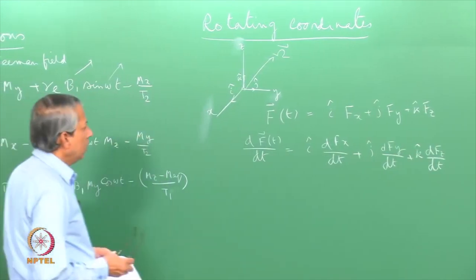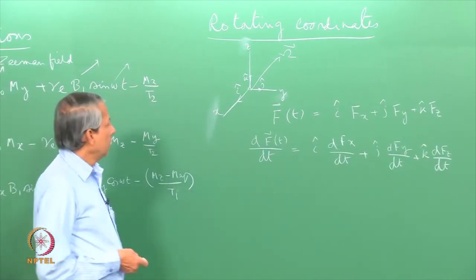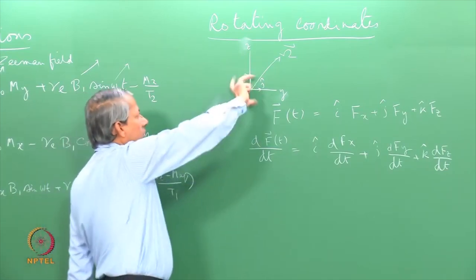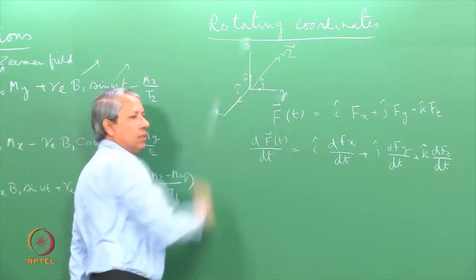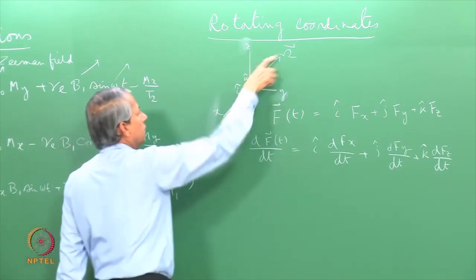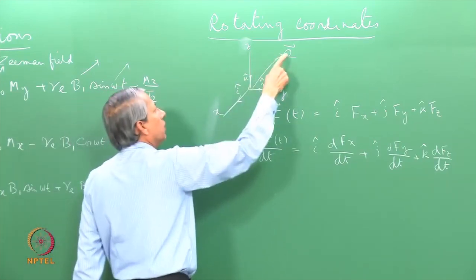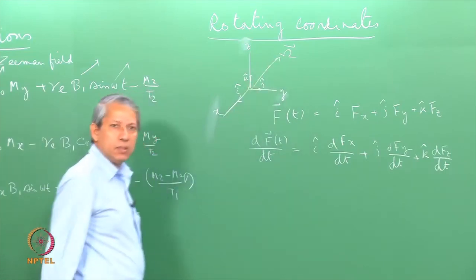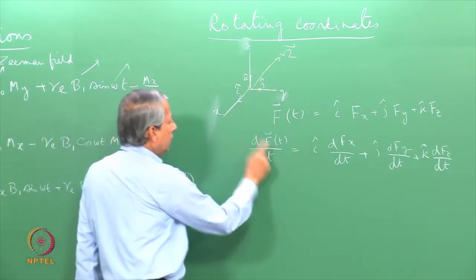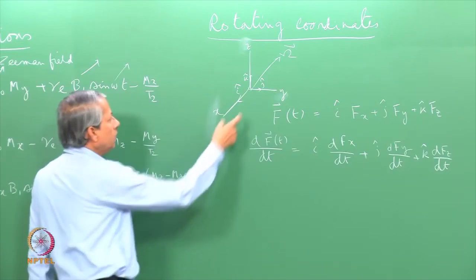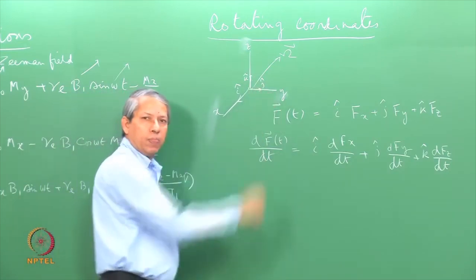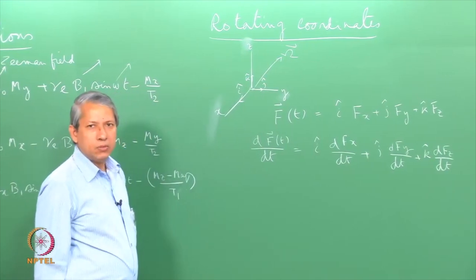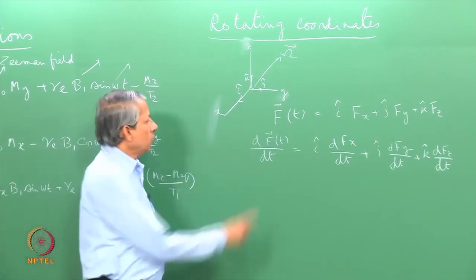But now, we want to be more general. Suppose now this coordinate system is rotating in a certain direction and angular velocity omega around this axis. How is this time derivative going to look with respect to these coordinates little x, y, and z which are rotating now? That is the exercise we are going to do now.